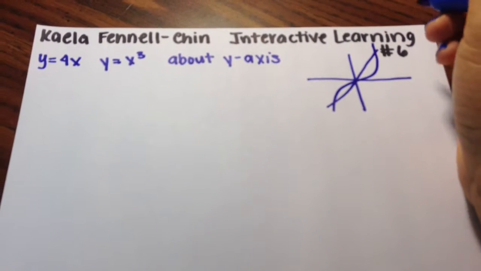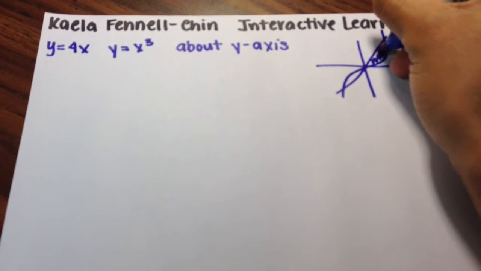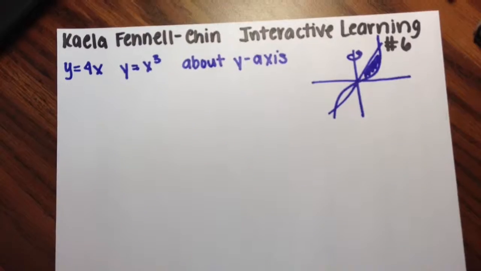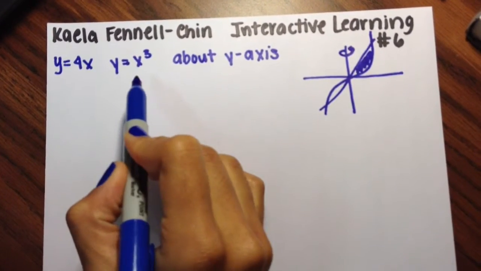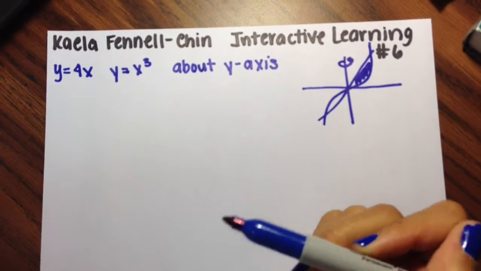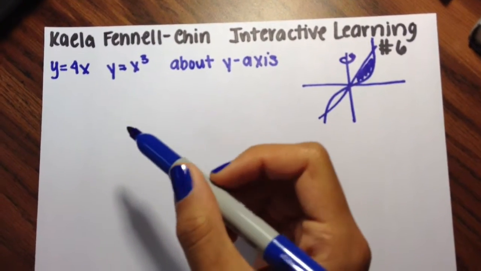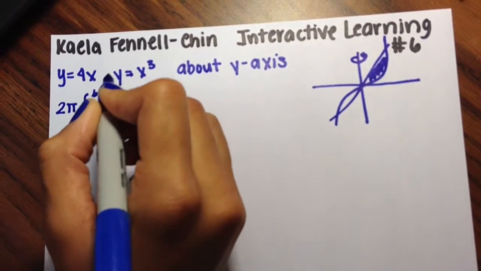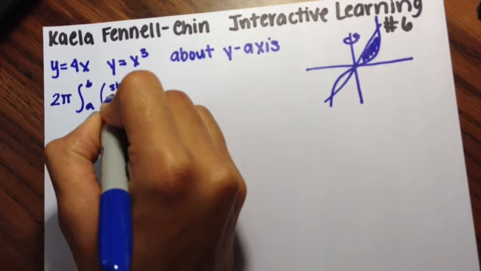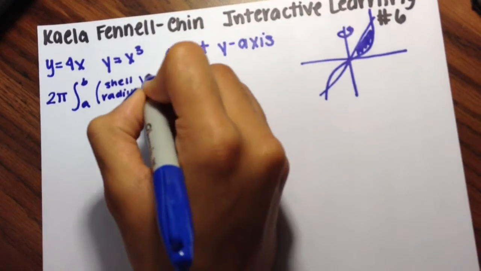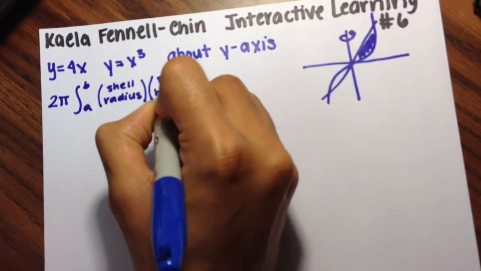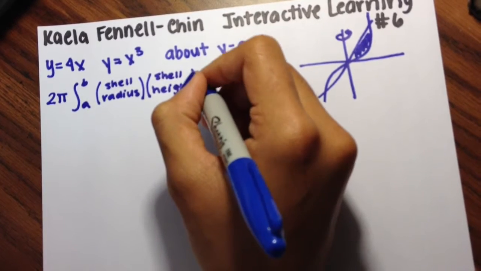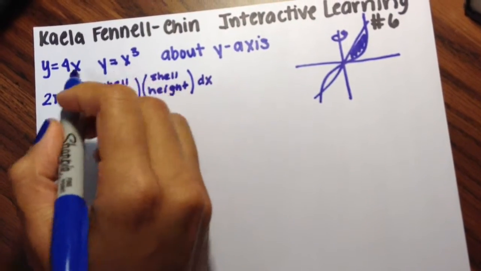So what we're going to do is find this area and take the volume of it revolved around the y-axis. Since everything is in terms of x but we're revolving around the y, we can use the shell method so that we don't have to solve for y. The shell method states that we take 2 pi, the integral from a to b of the shell's radius multiplied by the shell's height, with dx being the change in x since we're using it in terms of x.